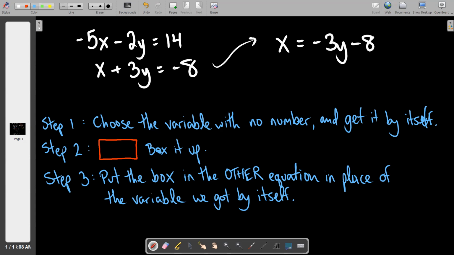So let me get caught up to my own steps here. So since we say that X equals all this junk over here, I'm going to take all this junk over here and I'm going to box it up. The box, again, just is a visual sort of cue for us. And where am I going to put that box? Which, yes, in the top equation. Since we used the bottom equation to make the box, we will replace into the top. So since x is the variable we got by itself, the box is going to go back in place of x into the top equation like that.